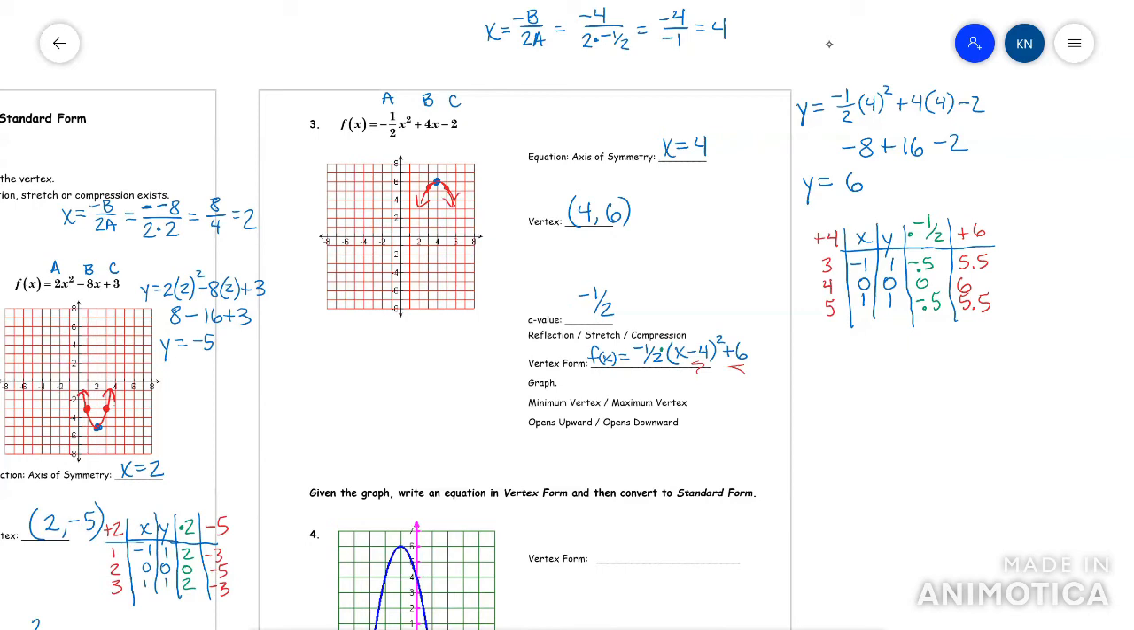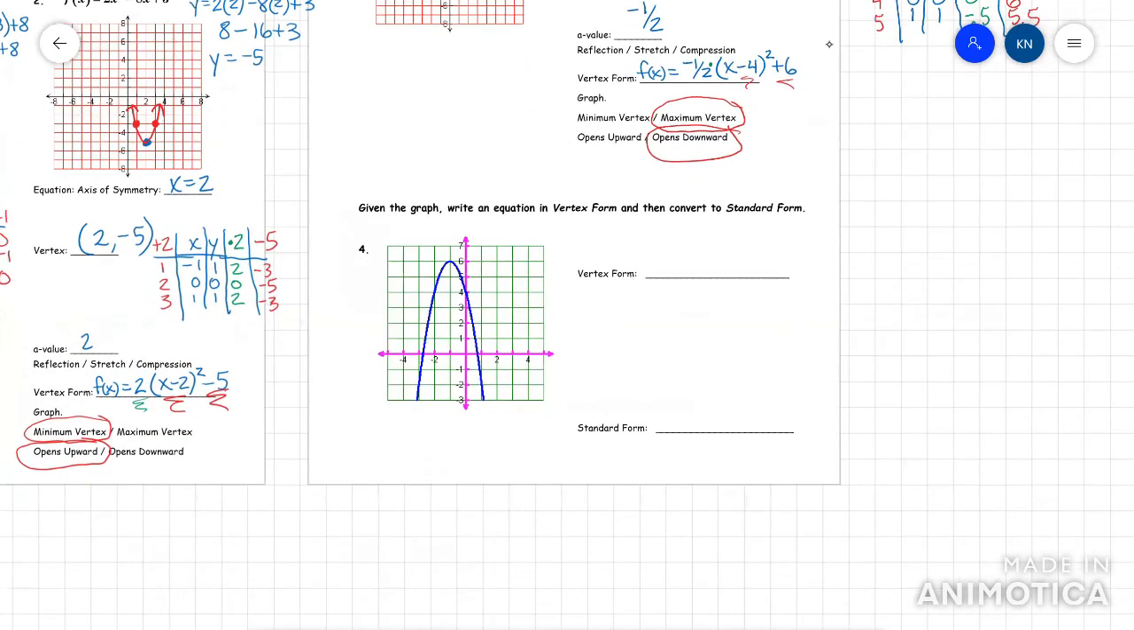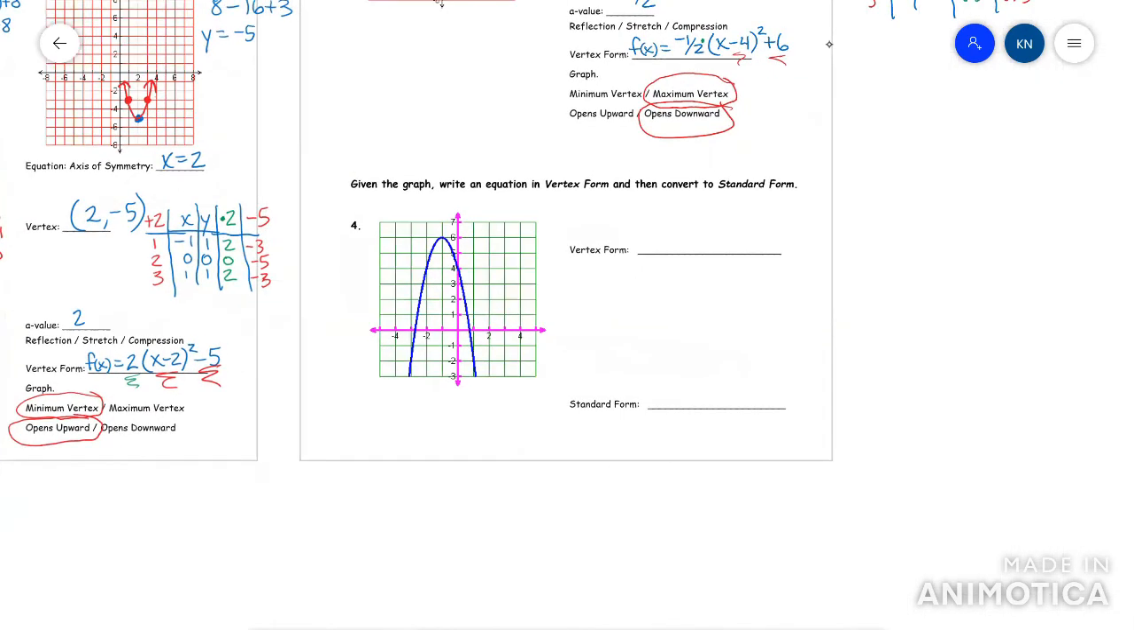Okay. So this vertex, this blue dot, is the highest on this graph now. So that means it's a maximum. And this graph is opening downward. And then this last one, write the equation in vertex form and then convert it to standard form.